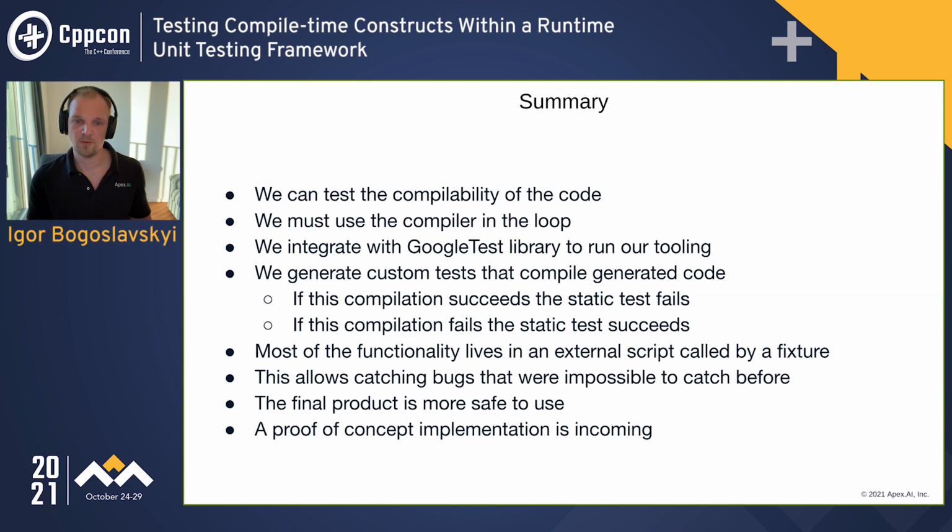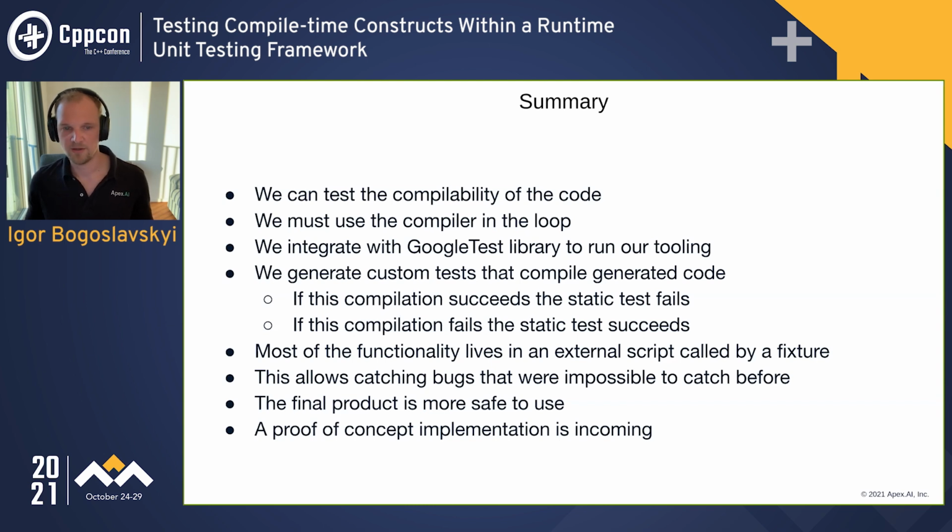We do the integration with the GoogleTest library. We could, of course, integrate with a different testing library. I believe that the machinery is still available for doing what we want to do here, but we are used to the GoogleTest library, and that's why we picked that. Basically, what happens is we generate custom tests that compile the generated code. If that compilation succeeds, we fail, and vice versa.